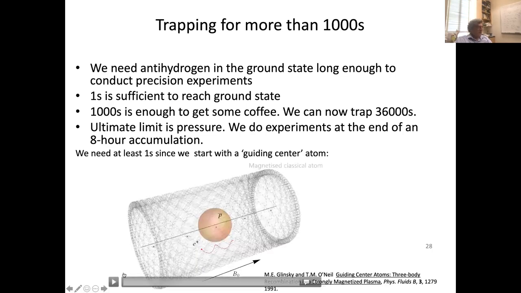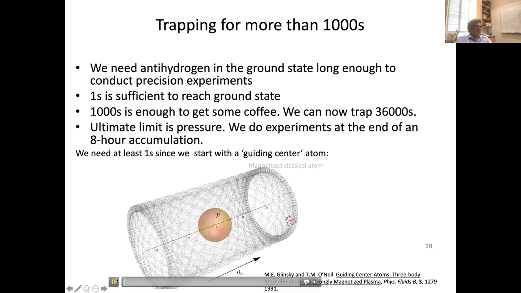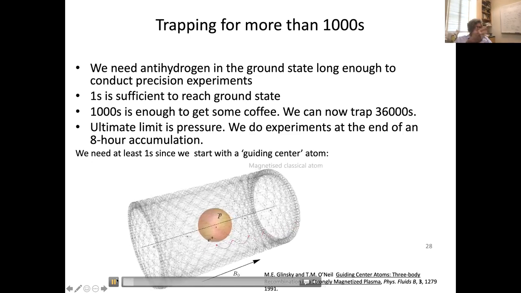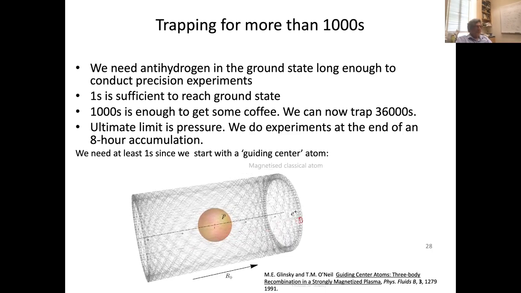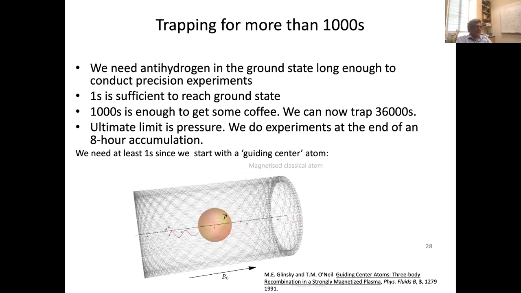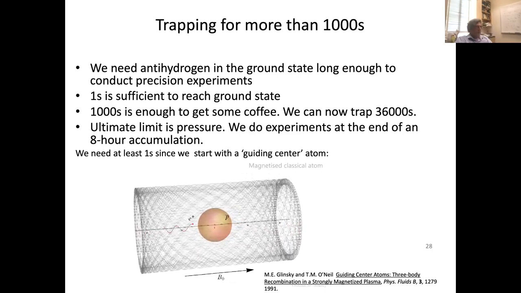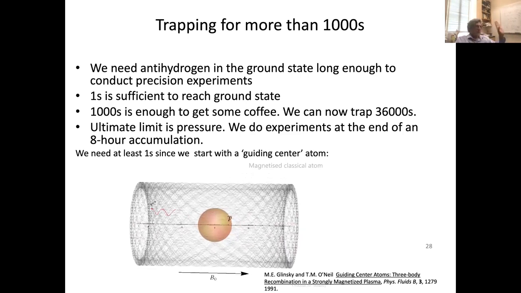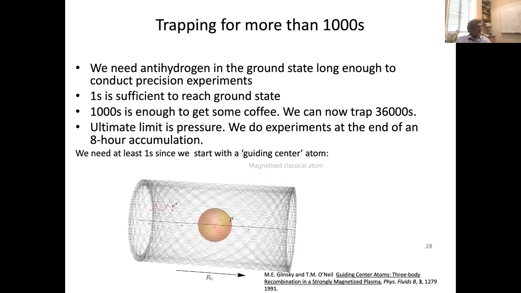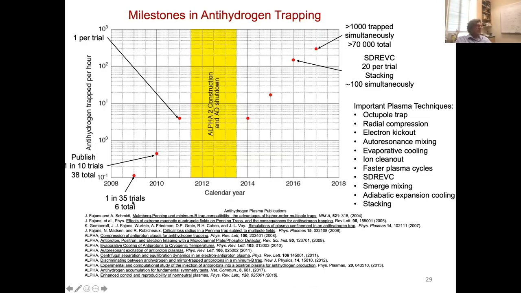I just want to show this amusing picture here. When we first make them, in this first second before they get to the ground state, because there's a magnetic field which is used to control the charged particles, the atom is something called a guiding center atom. So the magnetic field is actually important in the structure of the atom. That's a very different picture of the atom from what you usually see, but this goes away in a second and we can't study that.